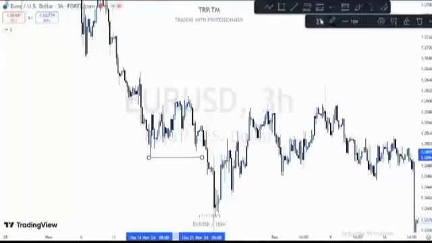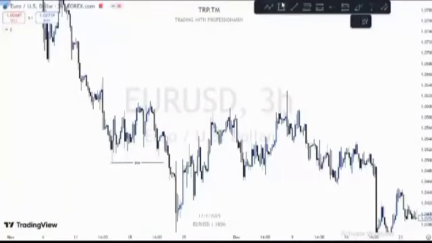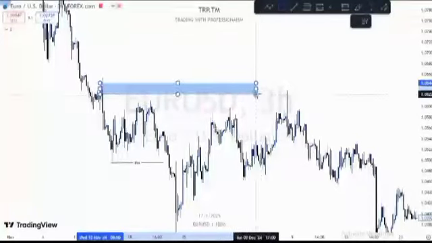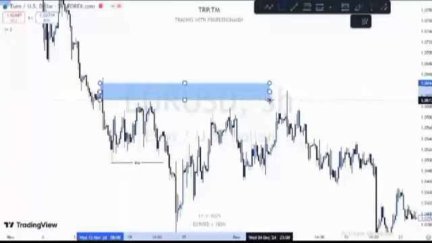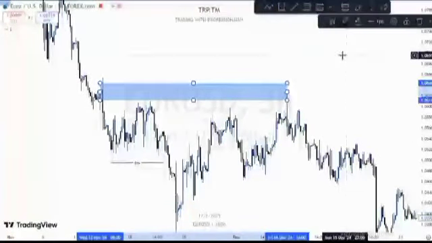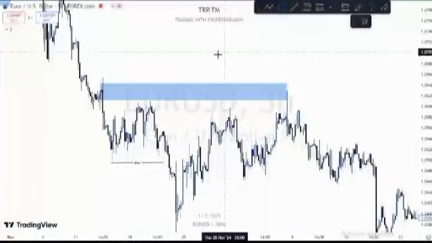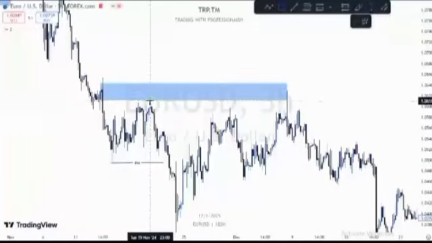BOS, break of structure. If you haven't watched the video on market structure, I recommend you go and watch that video. Then we have two entries. This is our first order block. Then this is the second one.